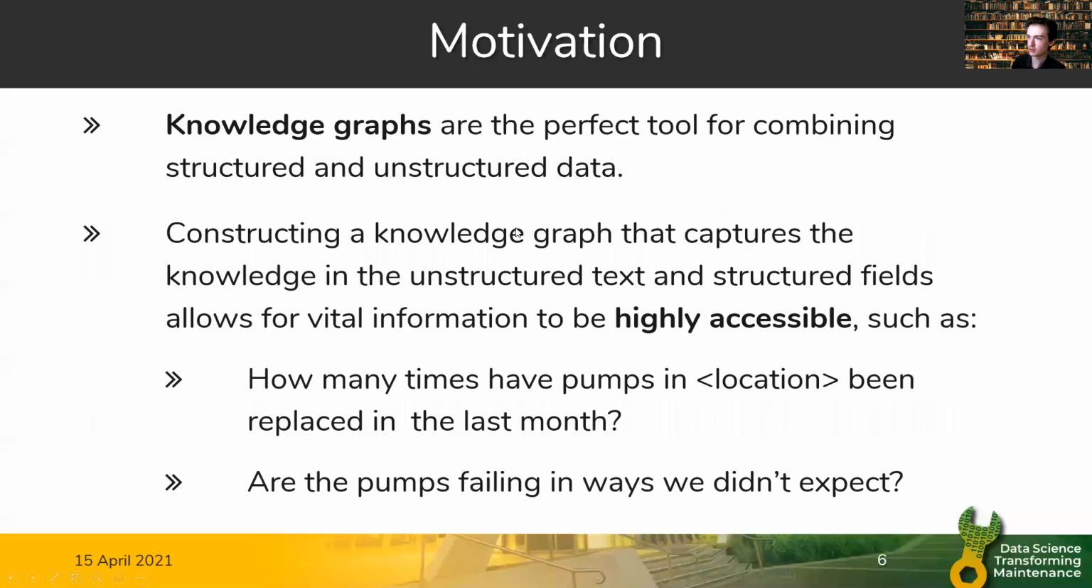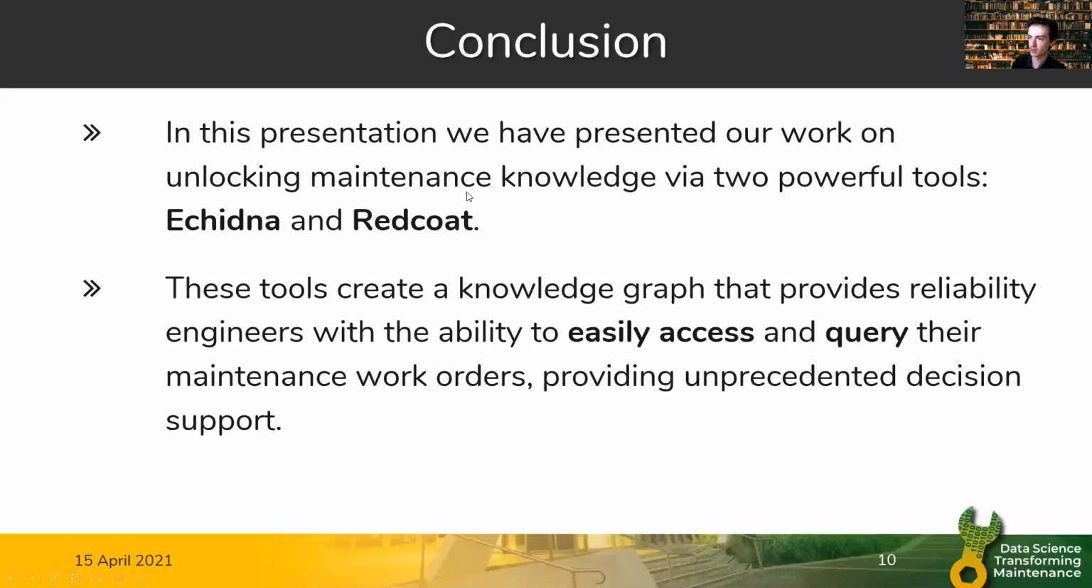So in conclusion, we've presented our work on unlocking knowledge within maintenance work orders via two powerful tools, Echidna and Redcoat. These tools work to create a knowledge graph that provides reliability engineers with the ability to easily access and query their maintenance work orders, providing an unprecedented level of decision support.